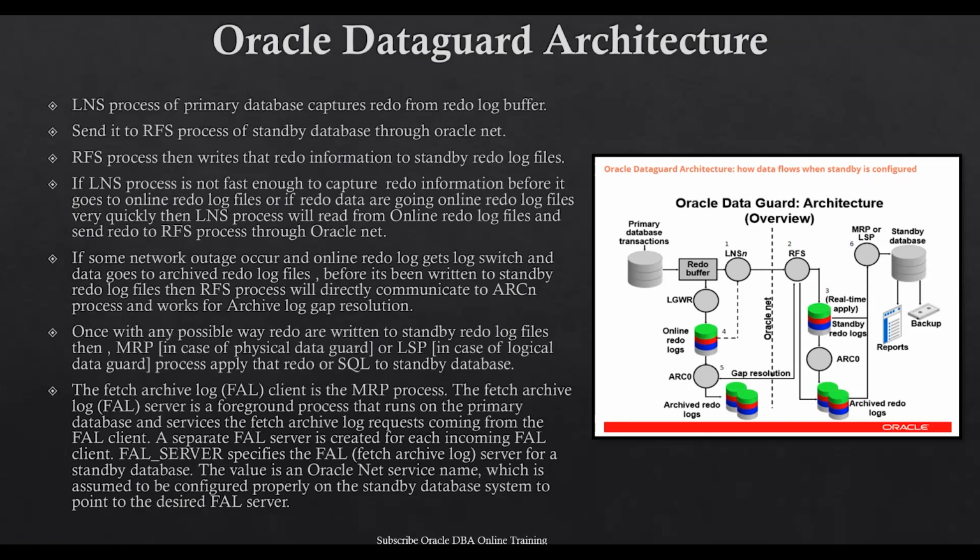If a network outage occurs and the online redo logs get a log switch, and the data goes to your archive redo log files before it has been written to the standby redo log files, then the RFS process will communicate directly with the archiver process to work on archive log gap resolution. That means if it is not able to resolve those gaps from here, it will request the archiver process, and from there it will try to resolve the gap. So RFS communicates directly with the archiver process and tries to resolve the gap.